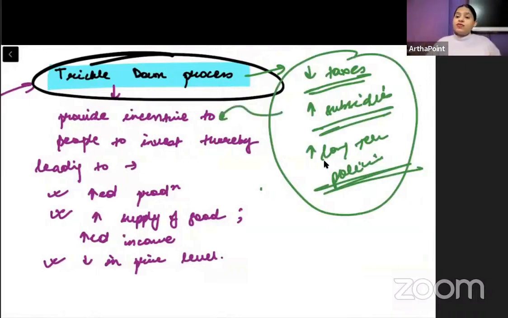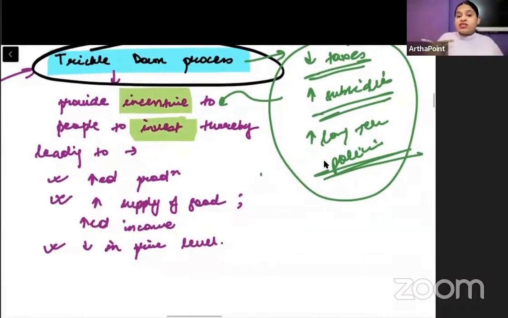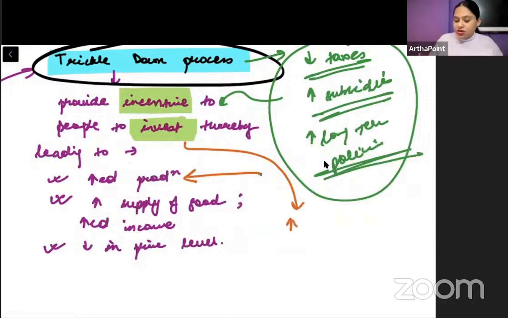Why we need to give them incentive? So that they can go ahead and they can invest more. And when they will invest, जब वो investment करेंगे, so automatically it will mean that there will be higher production. क्योंकि ये investment क्या होगा? Investment in economy is what? Investment in economy is investment by the firms.